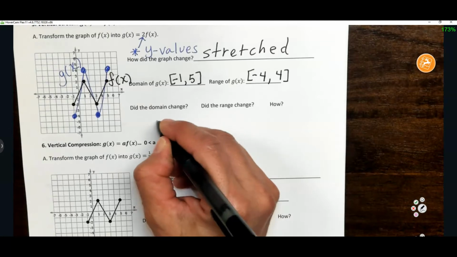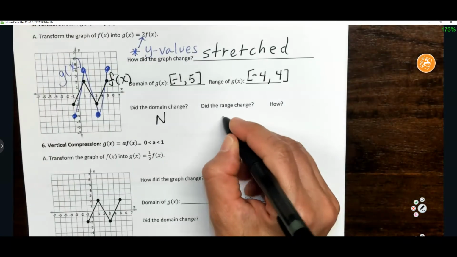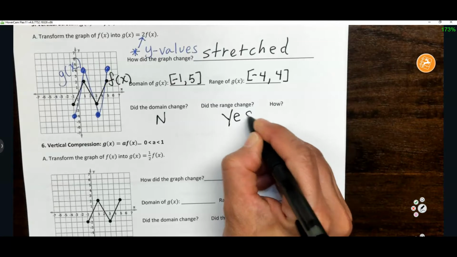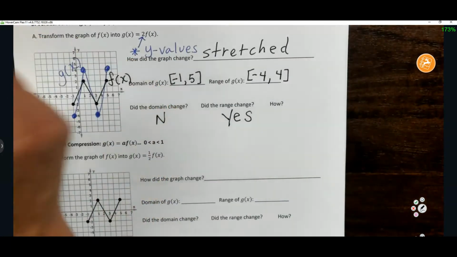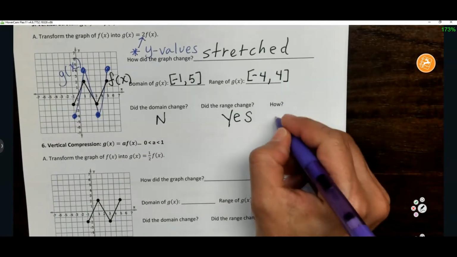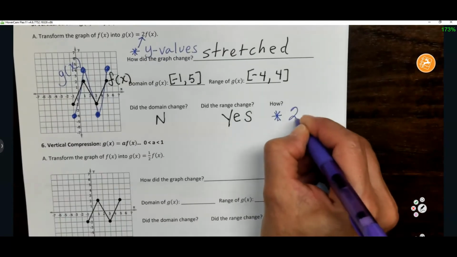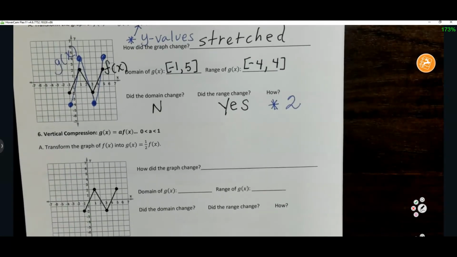So, did the domain change? No. I'm just writing n. Did the range change? Yes. Y'all, how did the range change? It stretched. What did we multiply the y values by? Let's just write that it multiplied by 2. So, that's a stretch. It gets stretched out thin.